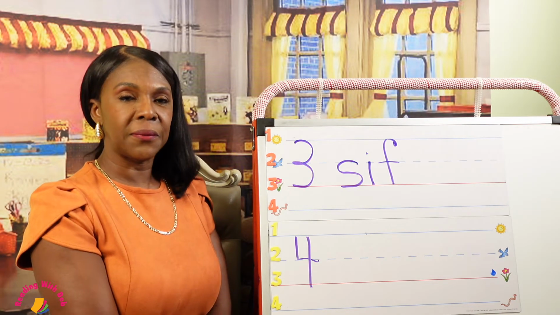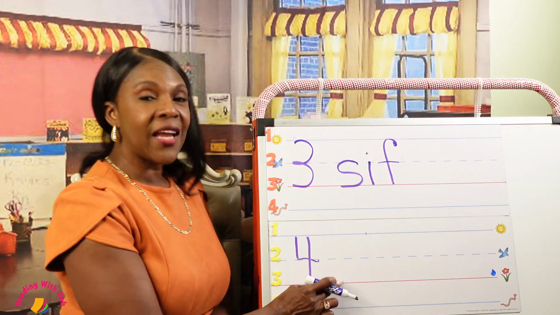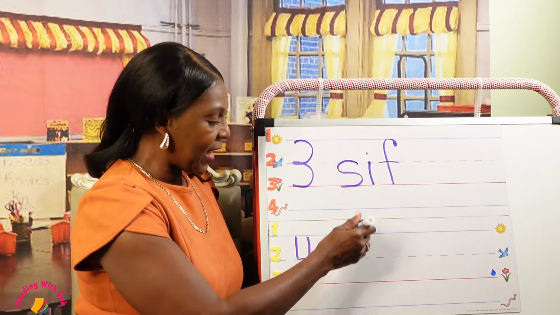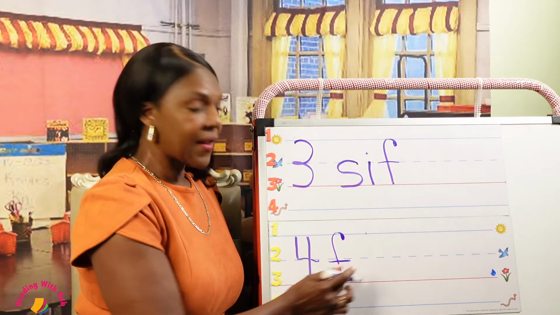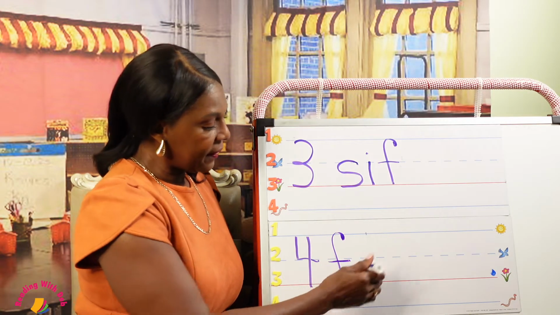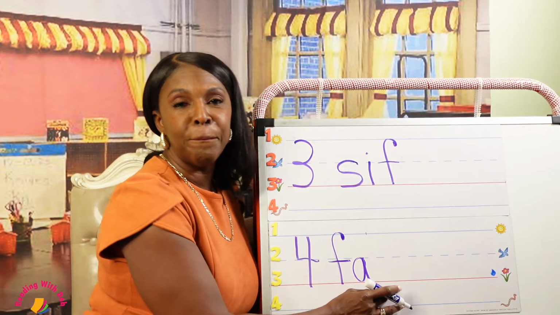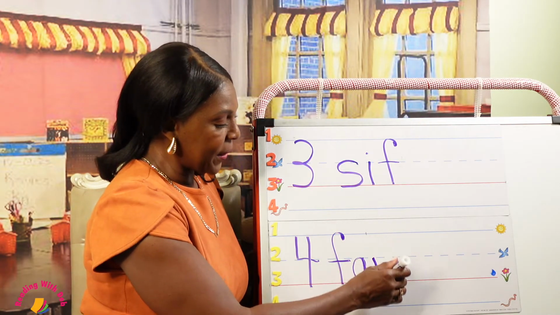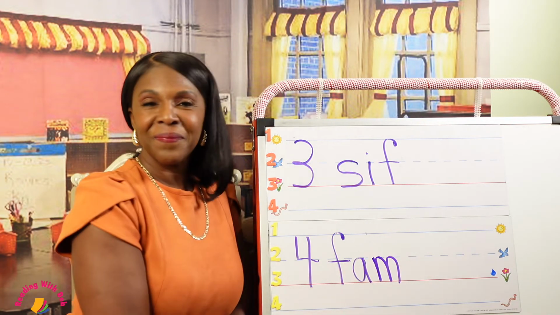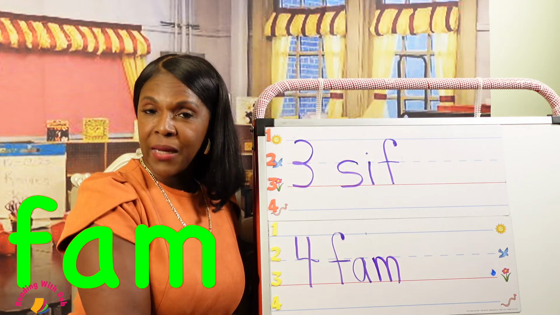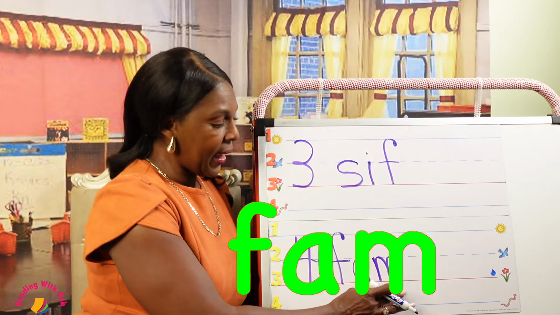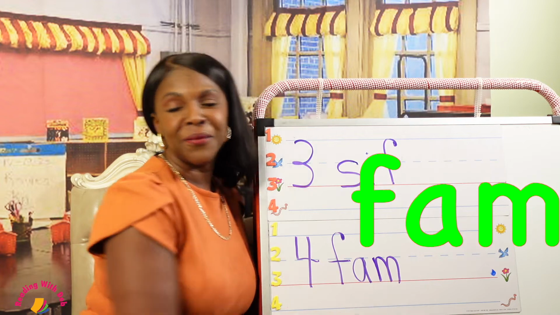Number 4. The word is fam. Fam. Okay, I hear that's F. Fa, that is A. Fam. I hear M. How do we spell fam? F-A-M. Fam.